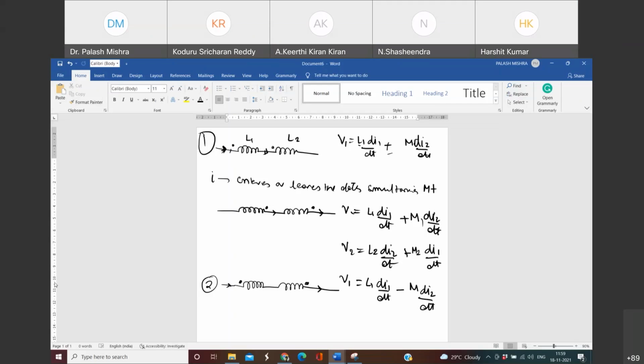Is it clear? Similarly, V2, where V1 and V2 are the voltages across these two coils, will be L2 di2 by dt minus M times di1 by dt. Is it clear? Yes or no? You can ask me if you have some doubt.